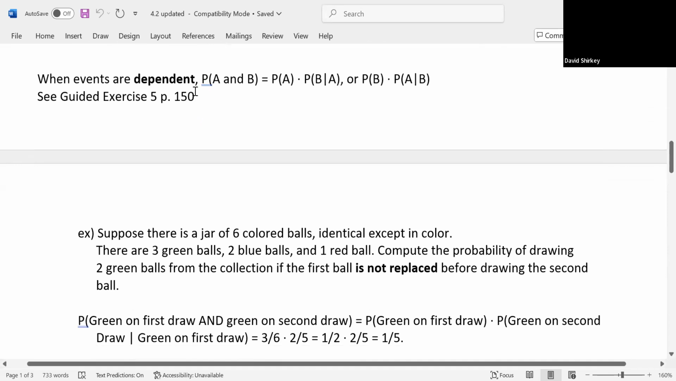So when events are dependent, the probability of A and B is going to equal the probability of A times the probability of B given that A occurred, or the probability of B times the probability of A given that B occurred. Take a look at guided exercise 5 on page 150.